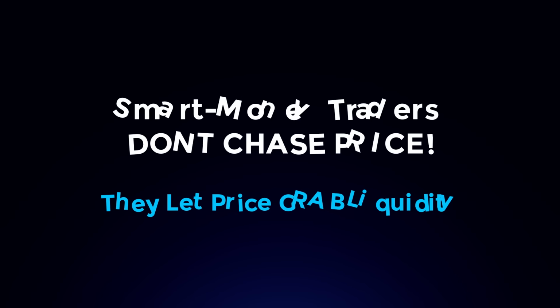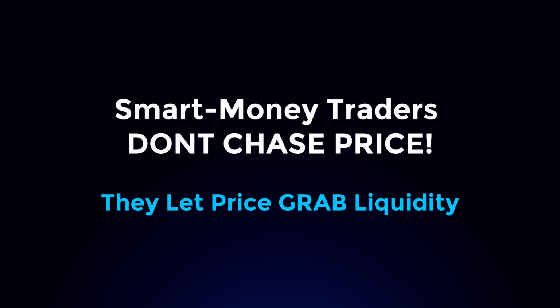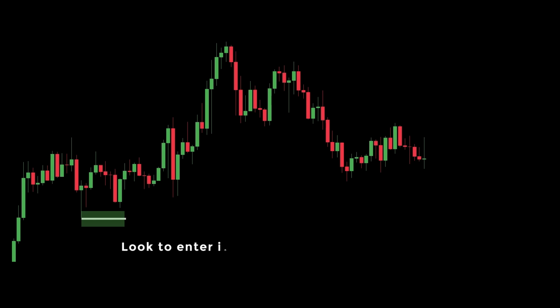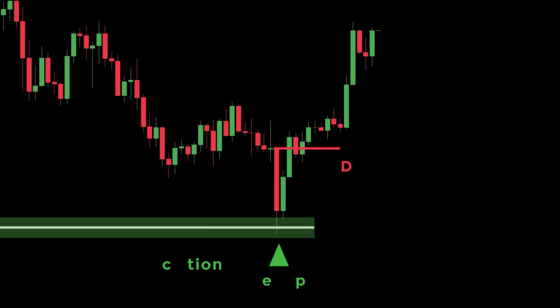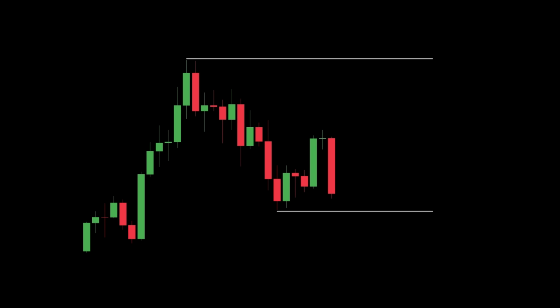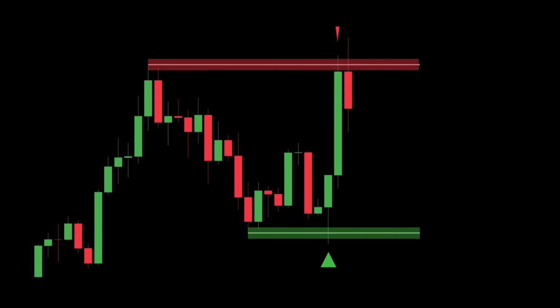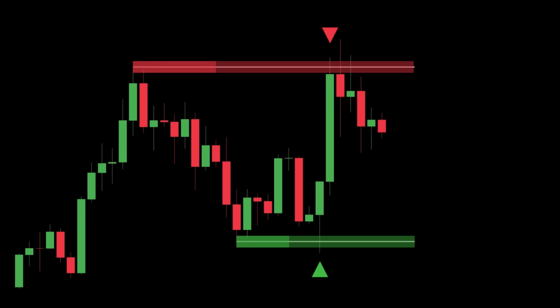Smart money traders don't chase price, they let price grab liquidity. And then they look to enter in the opposite direction. So if you're not entering around liquidity, you're already working against the odds. Your job is to identify the liquidity pools, wait for price to run them, and only then prepare for a potential trade. Step 2, look for the CISD, the change in state of delivery.